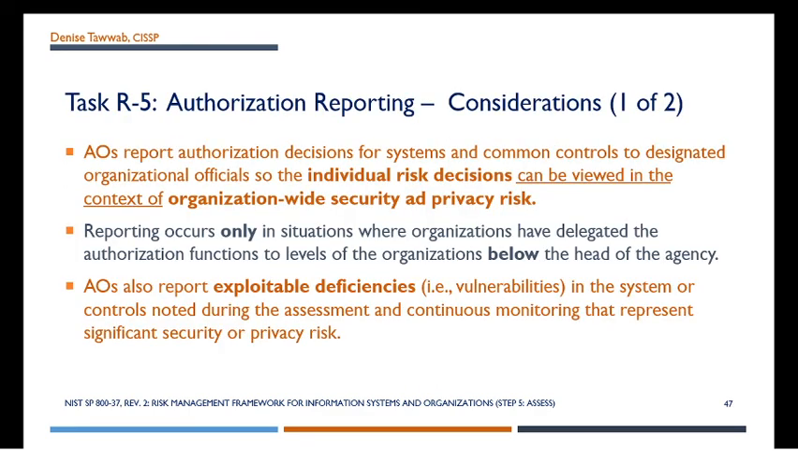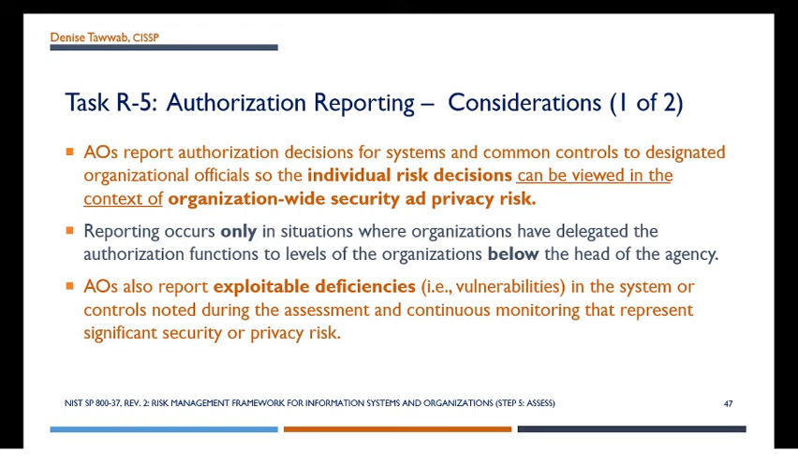All right. Considerations for authorization reporting. We are almost done, guys. We're down to 3 slides. Hang in there with me. Okay, for authorization reporting, the AOs report authorization decisions for systems and common controls to the designated officials in the organization, so that the individual risk decisions can be viewed in the context of organization-wide security and privacy risk.